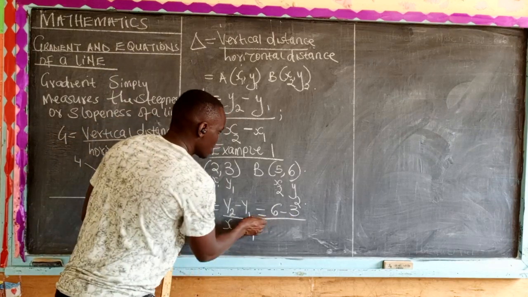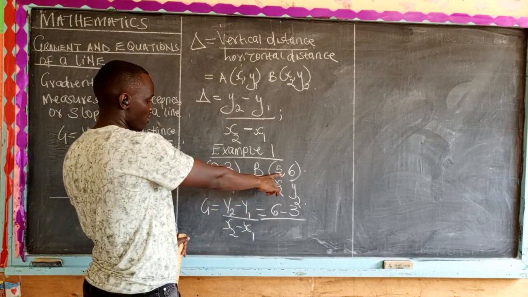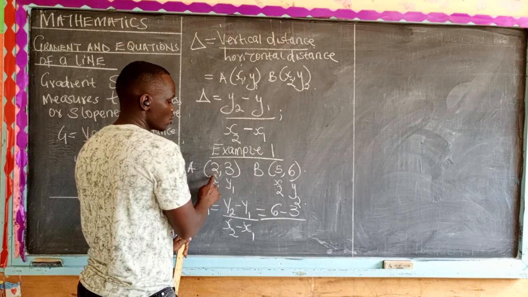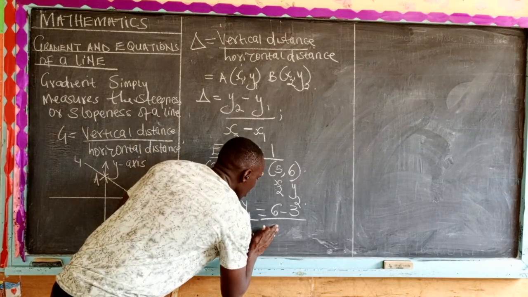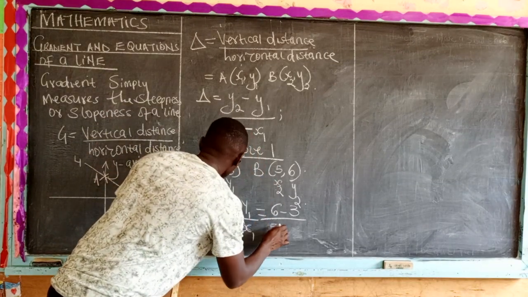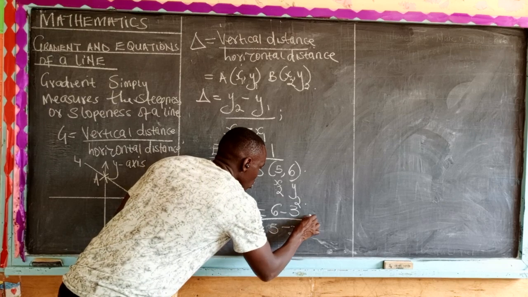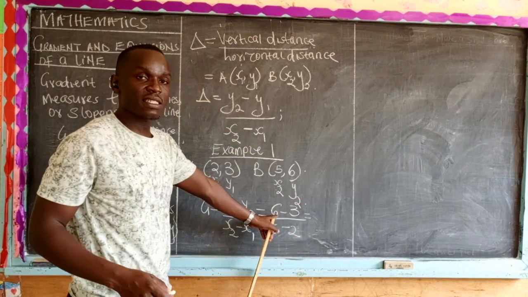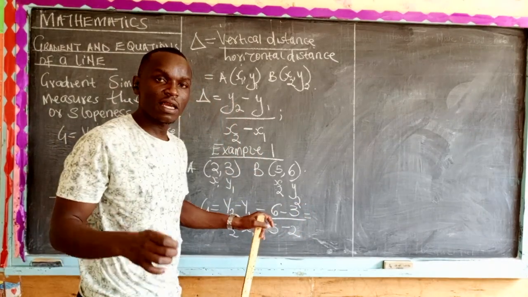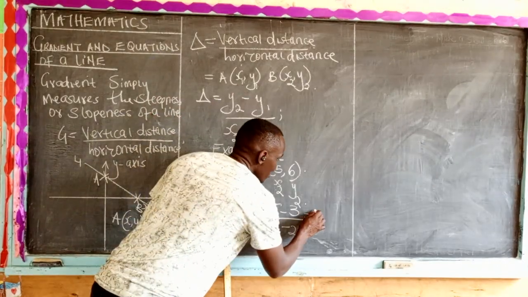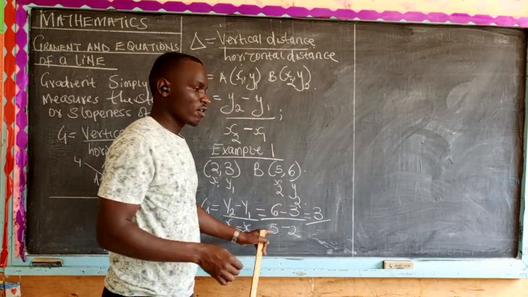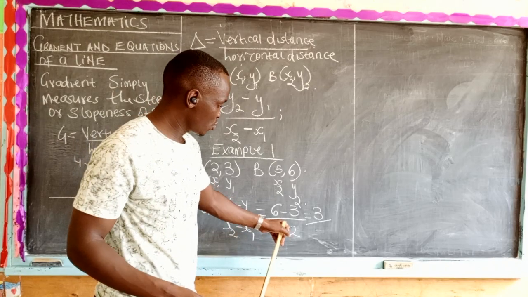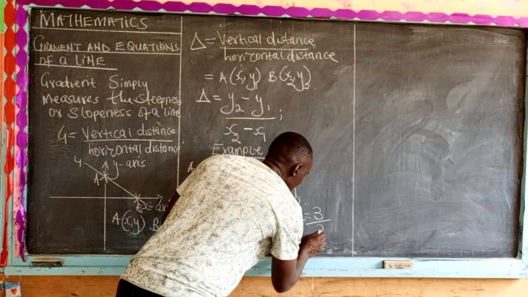What is the value of x2? 5. Value of x1? 2. So you're going to have 5 minus 2 in the denominator, and 6 minus 3 in the numerator. 6 minus 3 is 3. 5 minus 2 is 3.